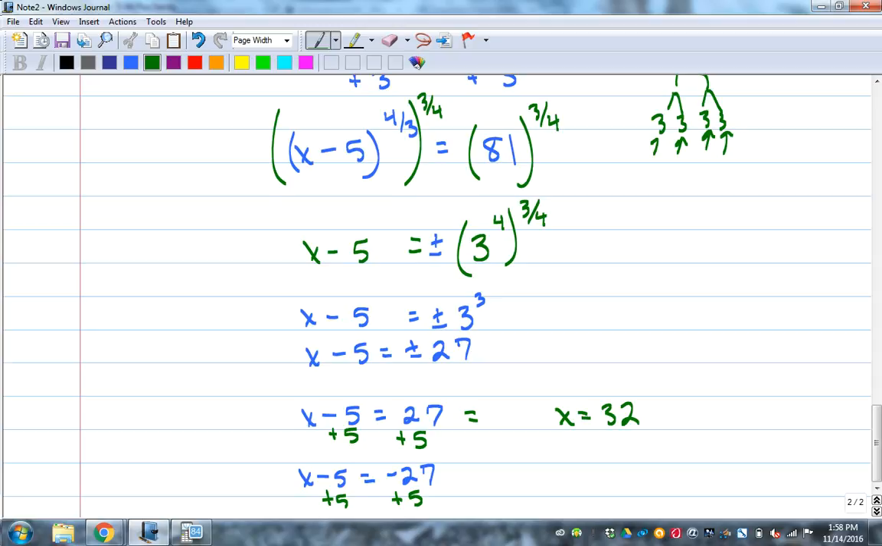And then here, negative 27 plus 5 would be negative 22. And those are our 2 numbers that are the solutions to this.